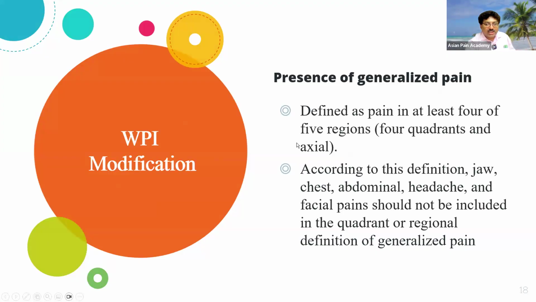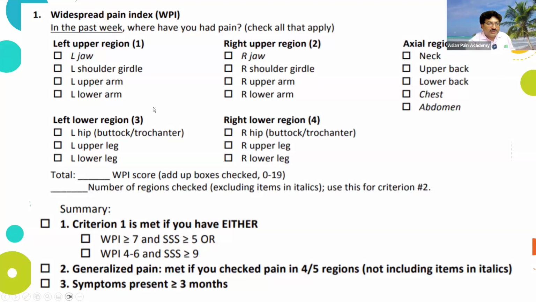So this modification was done, and quadrants were divided. Okay, so left upper region, right upper region, axial region, right lower region, left lower region. So now this 0 to 19 is divided into groups, so that there should be at least 4 regions out of 5 involved. That was the modification in 2016 by Wolfe et al to make the widespread pain index correct, because in previous criteria just a hand pain or just a lower limb pain or just some axial pain could go into fibromyalgia, so that should not happen.